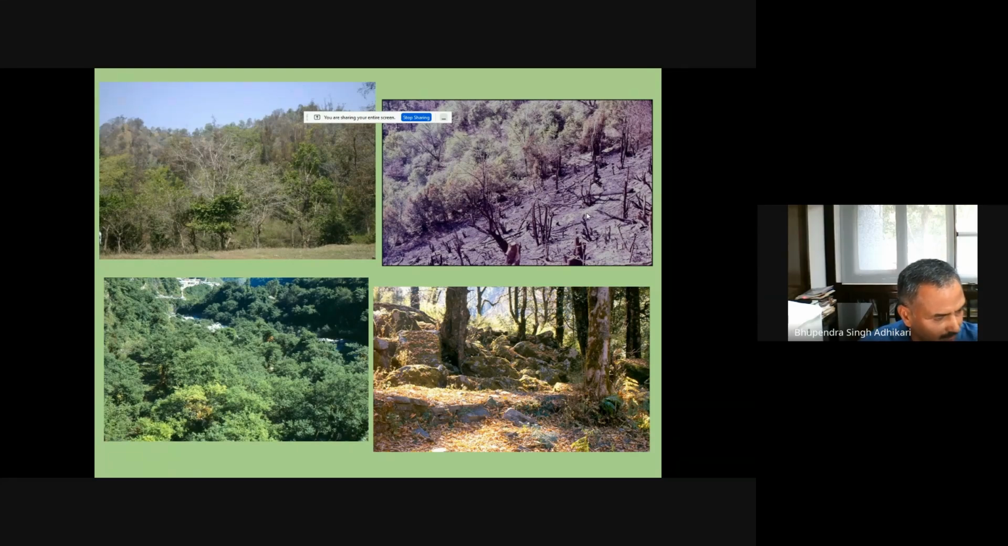So it has the ability to fix nitrogen. Actually, in the roots of this Ulmus nepalensis, bacteria form the nitrogen in the soil, and then the productivity of the soil is higher.